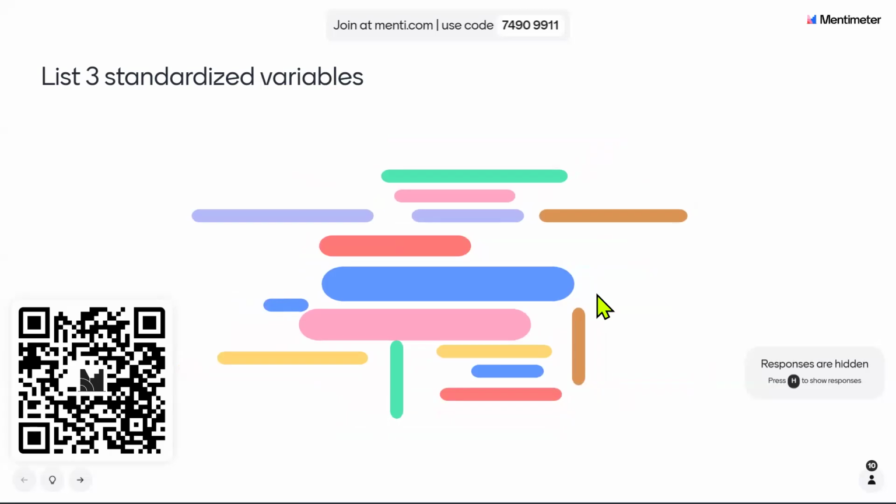So we are trying to see if feeding cows with more proteins will cause them to make more milk. So when I do the experiment, what are 3 standardized variables?